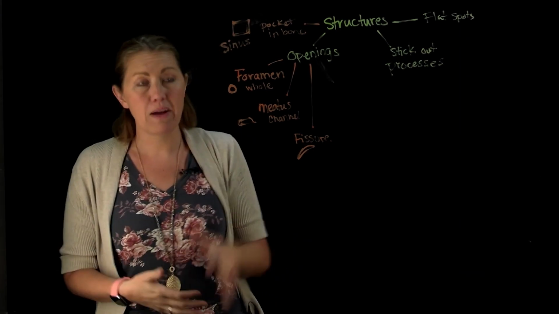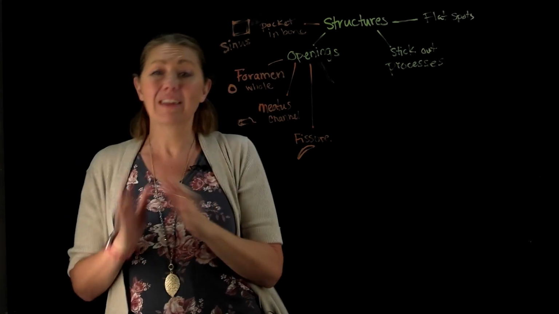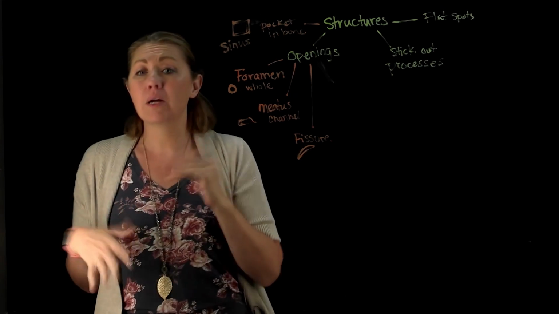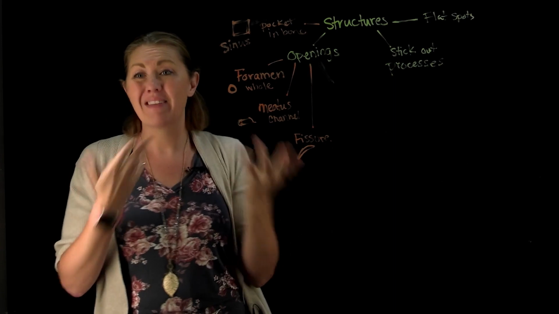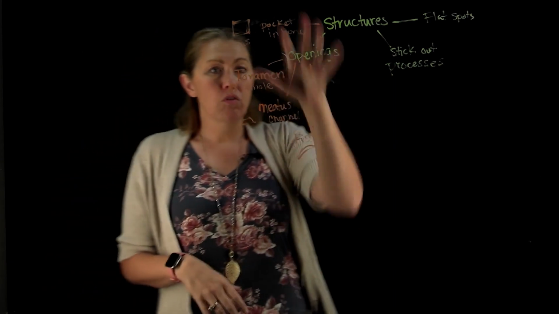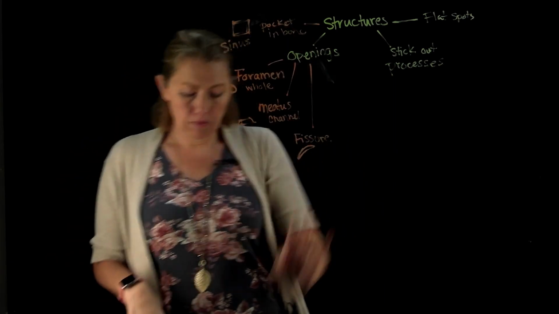So do be aware of the fact that those structures exist, even though you can't see them unless you're looking at something that's cut open or an image of a side cut or a mid-sagittal cut. All right, so those are some of your openings: foramens, meatus, fissures.